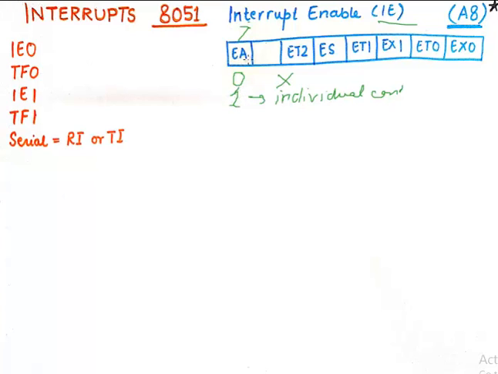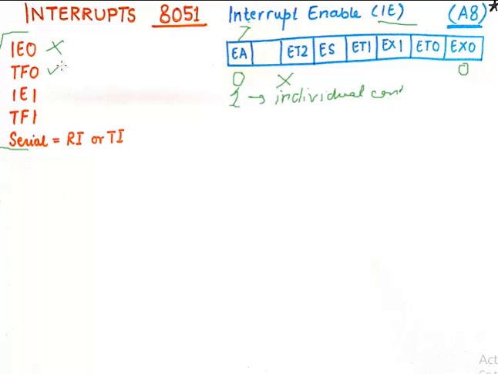So you make this bit as 1, and then you can individually control these other interrupts. So these 5 interrupts are what we intend to control here. If we wish to turn the external interrupt 0 off, we'll make this bit as 0, because EX0 corresponds to external interrupt 0. So making this bit as 0 is going to turn this off. So now this interrupt is turned off.